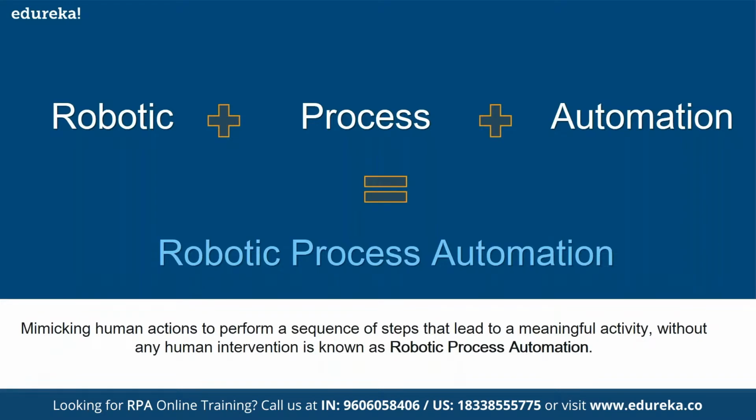In simple layman words, whatever repetitive, boring process you used to do when you go to office, instead of you, a software will take care of it. A software will do it by itself. That is called robotic process automation.